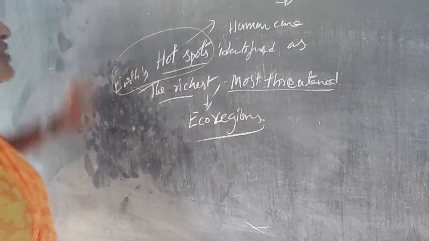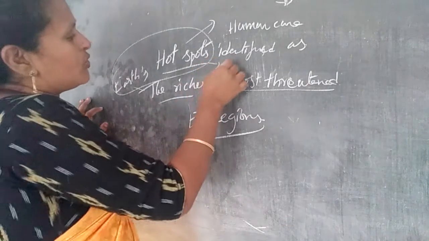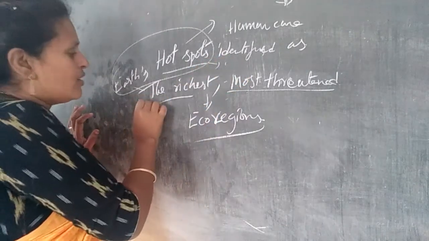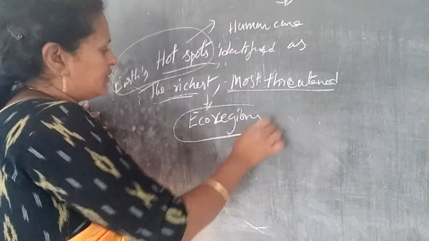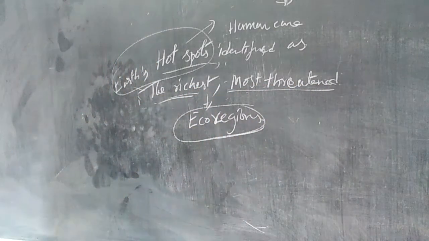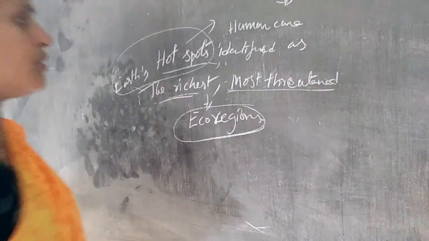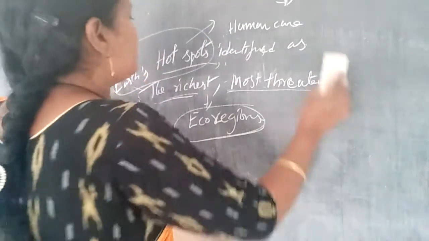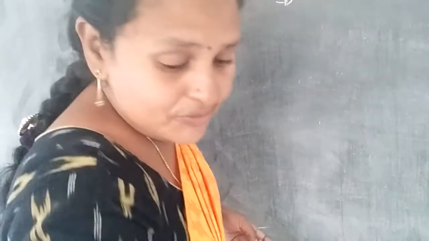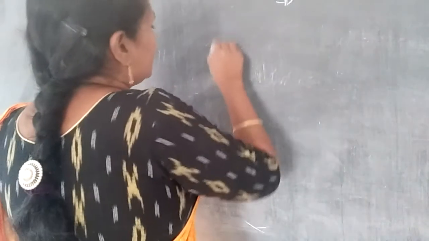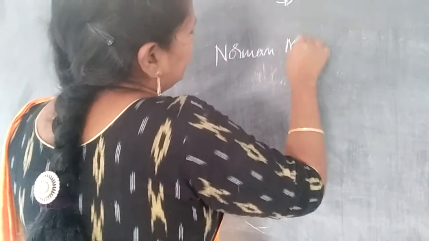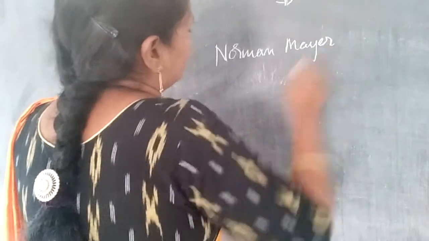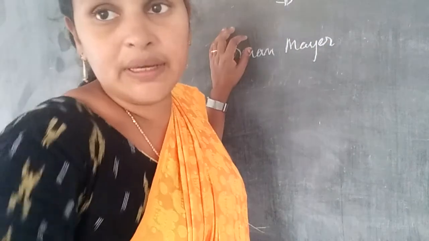So the biodiversity hotspots are biogeographic regions, the Earth's richest and most threatened ecoregions. Biodiversity hotspots were identified by Norman Myers.